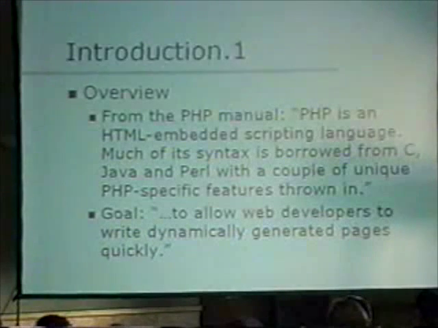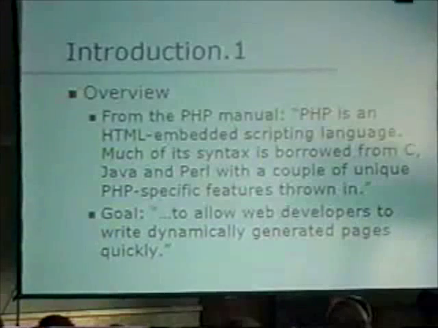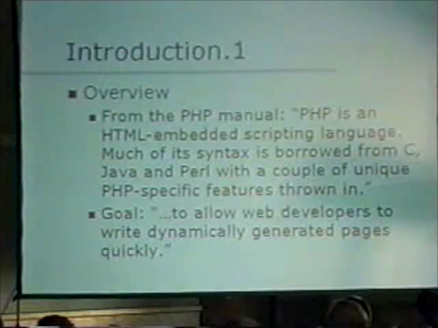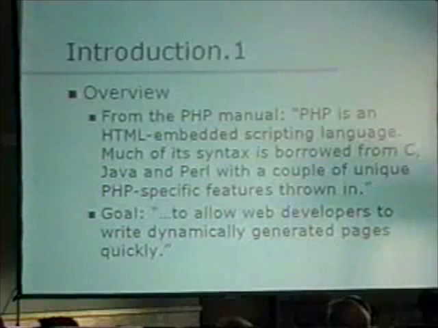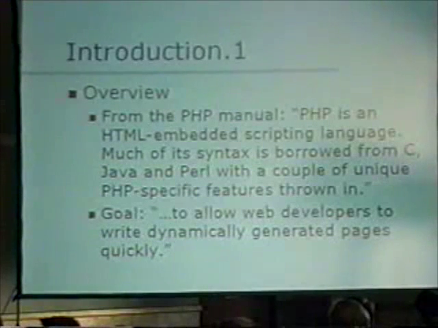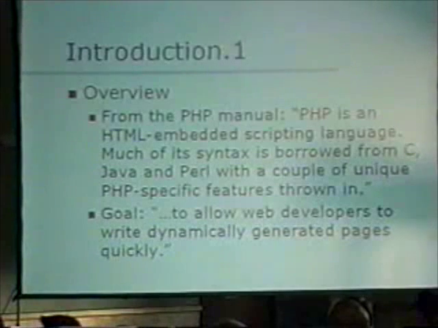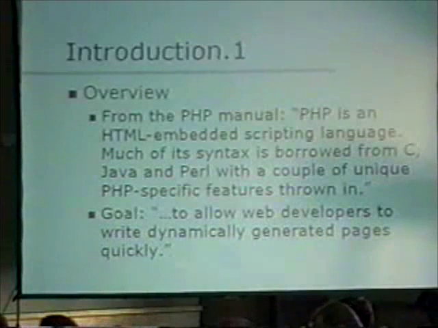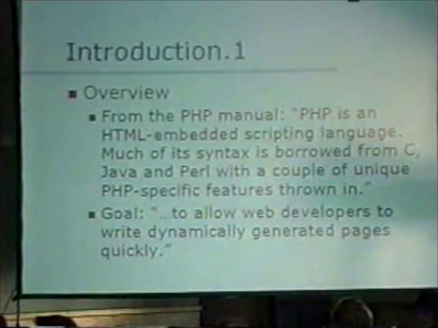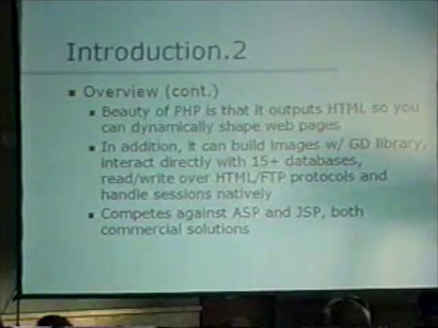Quick overview. From the PHP manual, PHP is an HTML embedded scripting language. Much of its syntax is borrowed from C, Java, and Perl, with a couple of unique PHP features thrown in. When they originally created the language, they just wanted to be able to use variables on a web page to customize it, to put any name or information on the page. Drawing it out of a database came second. They want web developers to write dynamically generated pages. I'm going to show you an example of a dynamically generated page, in case you never saw one before, he said sarcastically. The beauty of PHP is that it outputs HTML, so you can dynamically shape web pages. Its output is just HTML, and you get to use the variables and structures in it to make customized HTML.